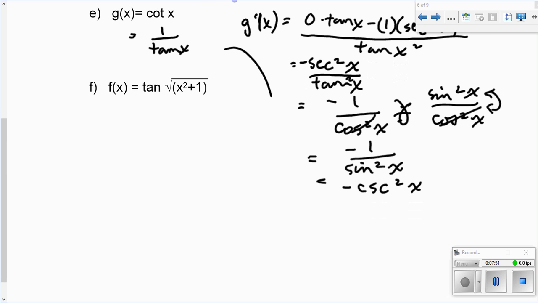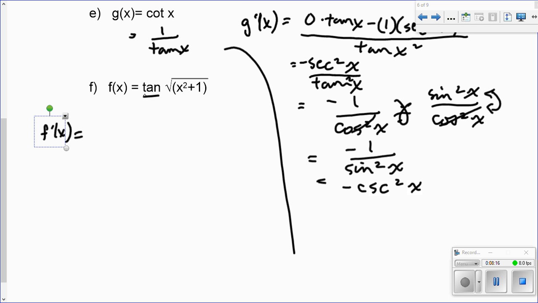The next and final one here is tan of the square root of x squared plus 1. This might be a little bit more challenging here. Let's see if we can get that one. Okay, it looks like there are 3 composite functions, right? So 2 chain rules.